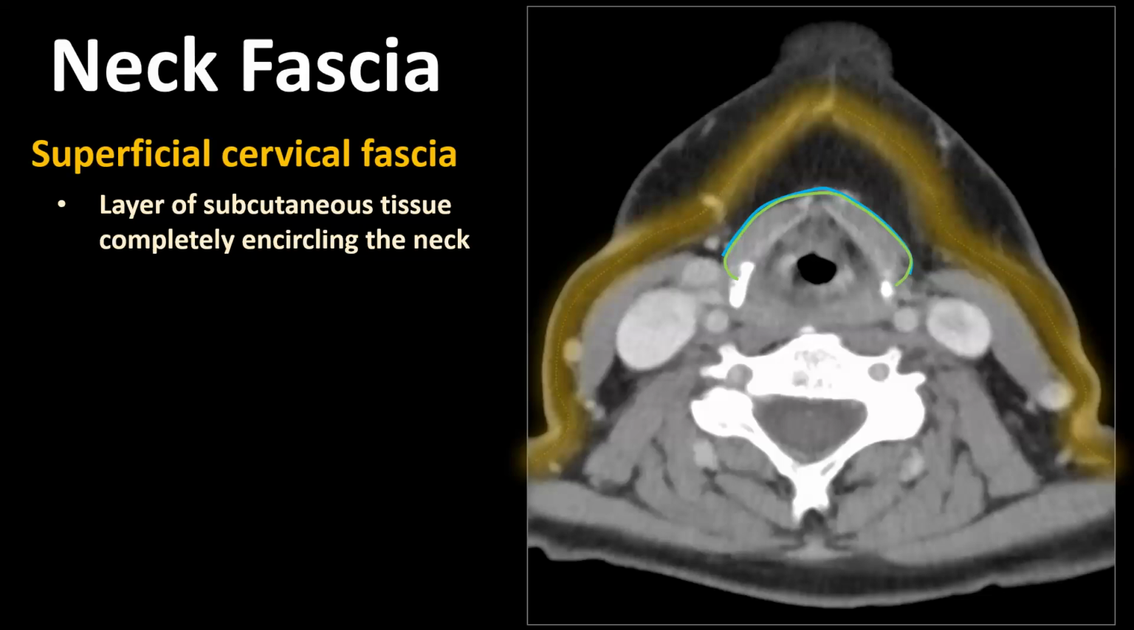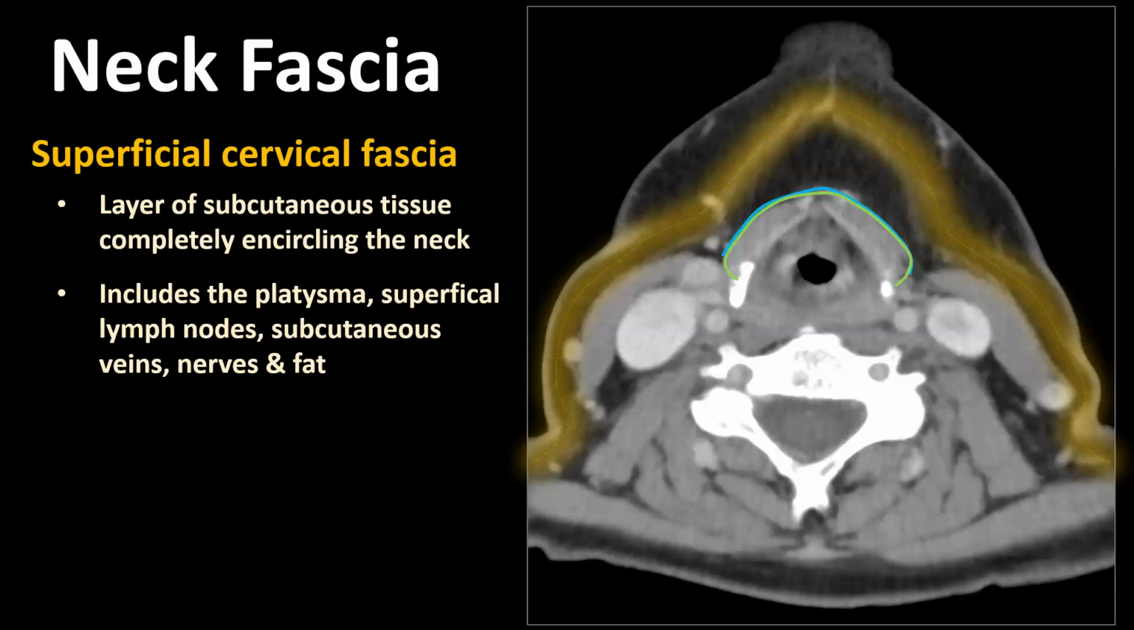cervical fascia. Okay, so the superficial cervical fascia I drew here kind of orangey. I made it a bit blurry because it's basically just a band of subcutaneous tissue, and it contains, amongst other things, the platysma and some other very superficial muscles involved in facial expression. It contains several superficial lymph nodes and some subcutaneous veins, nerves, and especially fat.